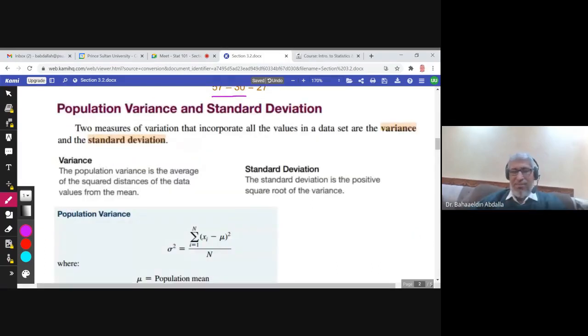Now, the second measure is the variance. We will talk about population variance and sample variance. It's a measure of variation that incorporates all the values in the data set. All the values would be taken into consideration.